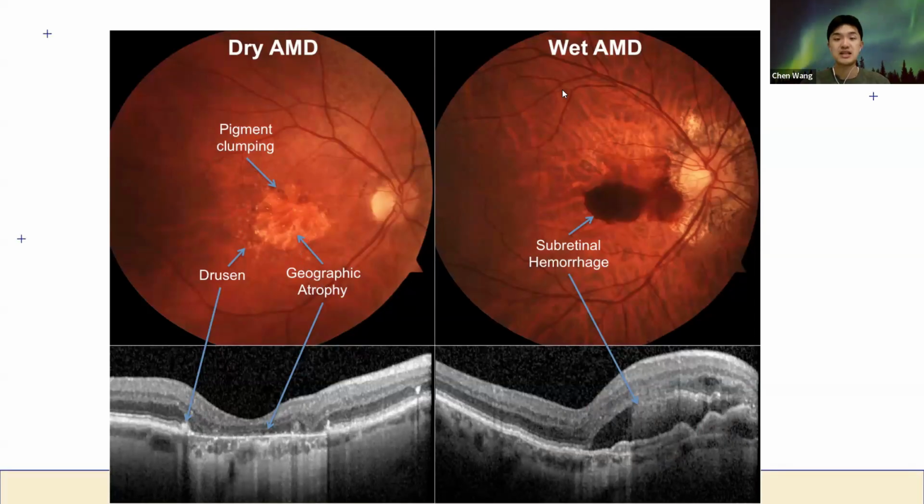For wet AMD, it's due to the leakage and bleeding of those new blood vessels. So we may see some more fluid, some more edema, and some more subretinal hemorrhages as well. So the hemorrhages and the fluid are really the signs that can help you to differentiate between wet and dry AMD.